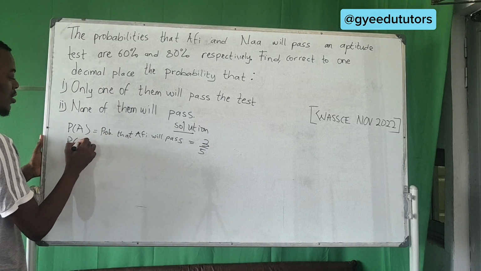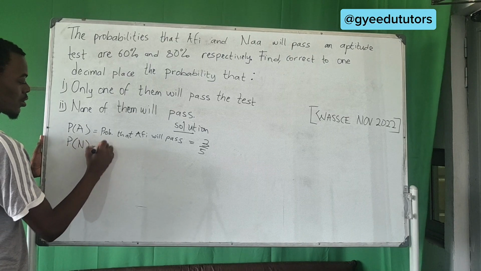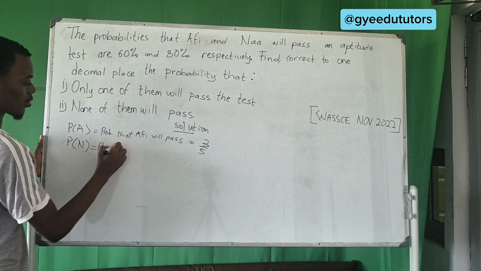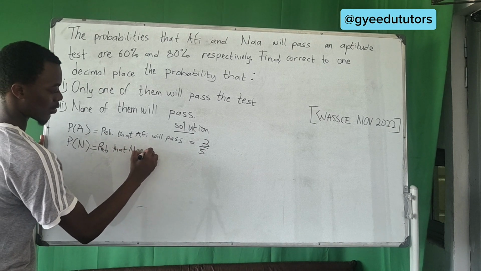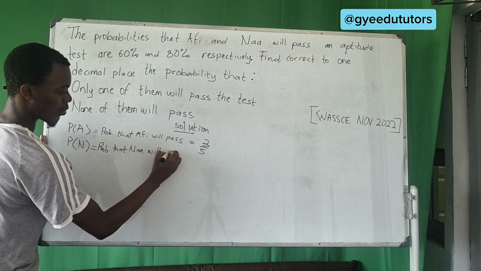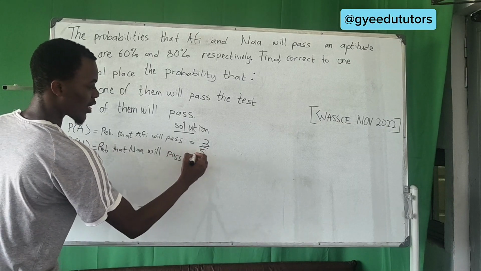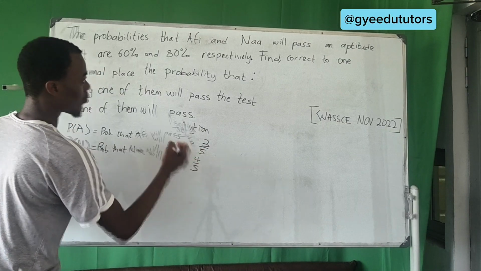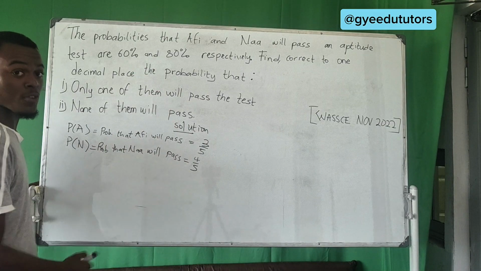So the probability that Nana will pass, N, is equal to 4/5, because of the 80%. 80 over 100, you cancel out, you get 4/5.